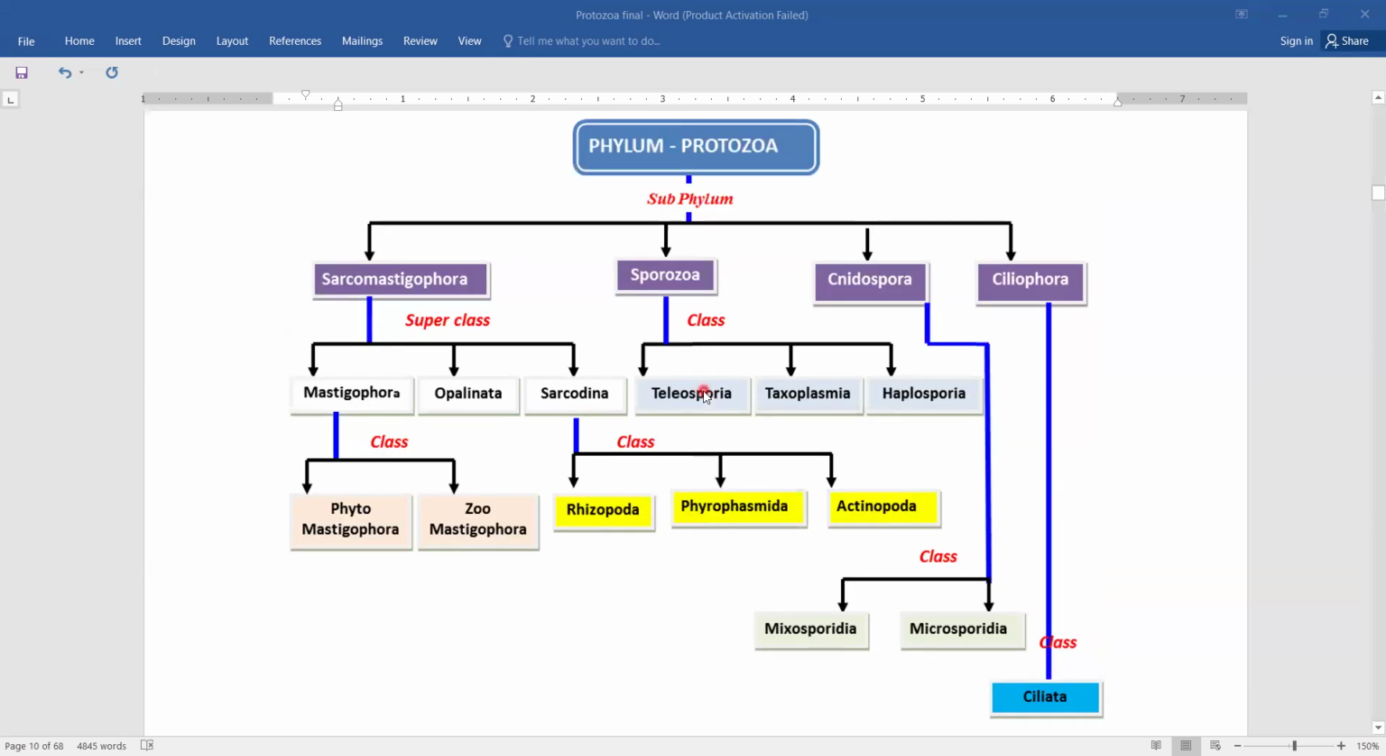Why have I repeated this so many times? Because the protozoan classification is very large. Actually, this is a highly simplified classification. At least you should remember this much. Examples you will remember easily. If you remember these class names, you will remember the examples.